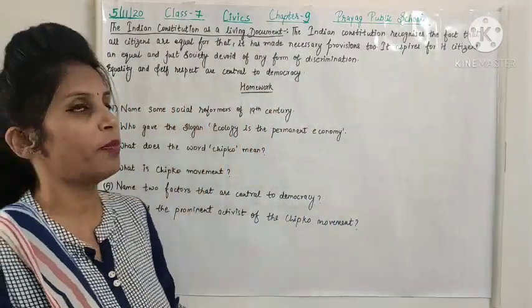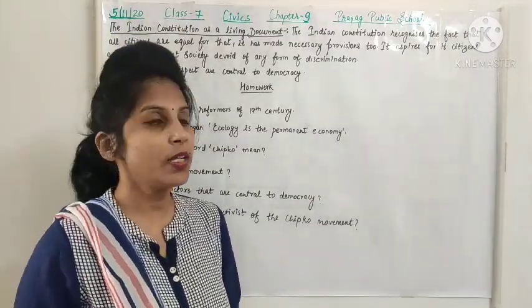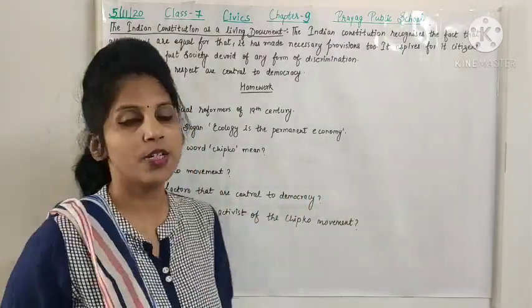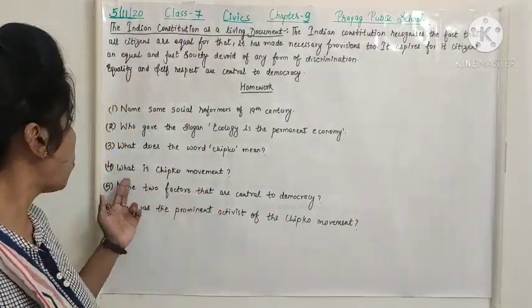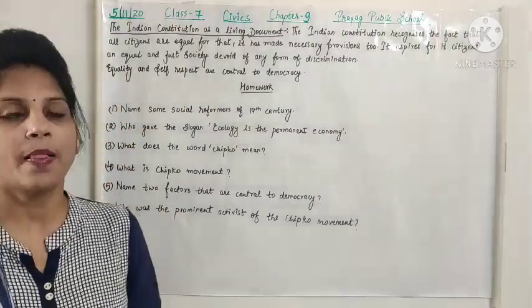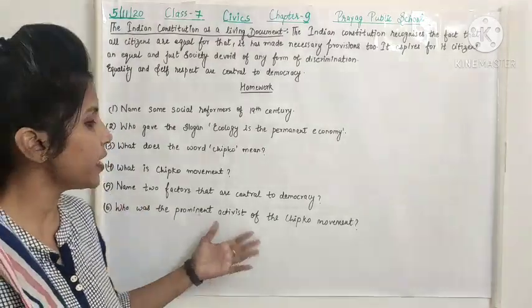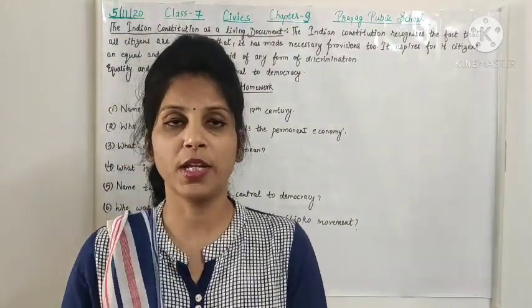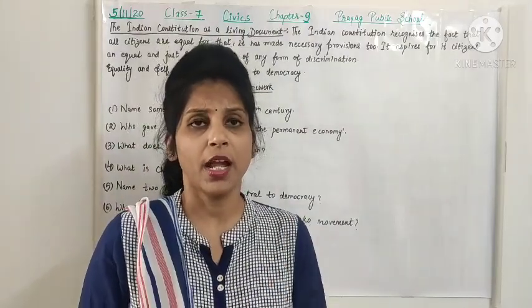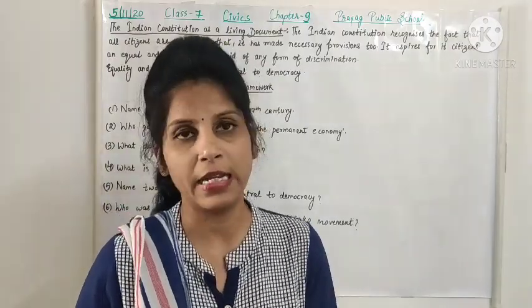Name some social reformers of 19th century. Question 2. Who gave the slogan ecology is the permanent economy? Question number 3. What does the word Chipko mean? Question number 4. What is Chipko movement? Question 5. Name 2 factors that are central to democracy. And question number 6 is who was the prominent activist of the Chipko movement? So children, these 6 question answers you have to write and learn, and you have to write it in your homework copy in a very neat and clean handwriting.